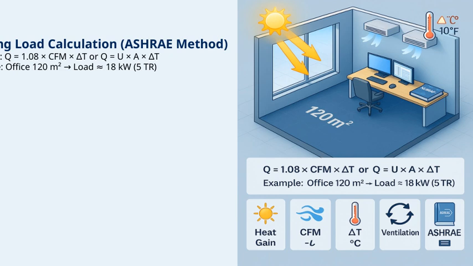The other formula involves U, which is the overall heat transfer coefficient, A, the surface area of the building envelope, and again delta T. For example, consider an office space of 120 square meters. Using this method, we estimate the cooling load to be about 18 kilowatts, which is roughly equivalent to 5 tons of refrigeration, or TR. This calculation helps us size the cooling system appropriately, ensuring efficiency and comfort. So, understanding these formulas and examples is crucial as we move forward in designing effective HVAC solutions for various buildings.